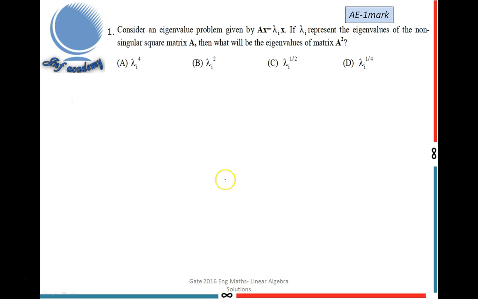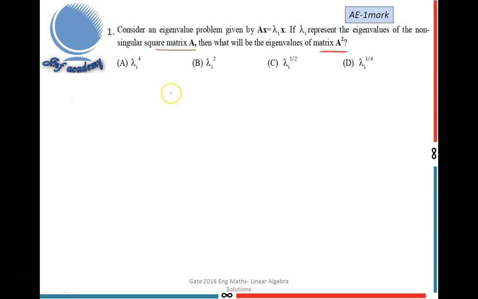First question. Consider an eigenvalue problem given by Ax equal to lambda_i x. If lambda_i represents the eigenvalues of the non-singular square matrix A, then what will be the eigenvalues of matrix A square? You have to find the eigenvalues of matrix A square. This question is from AE department. It has 1 mark.